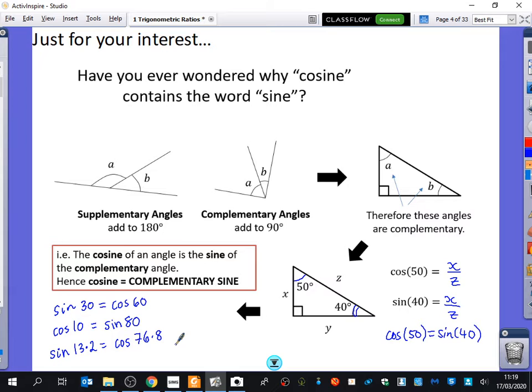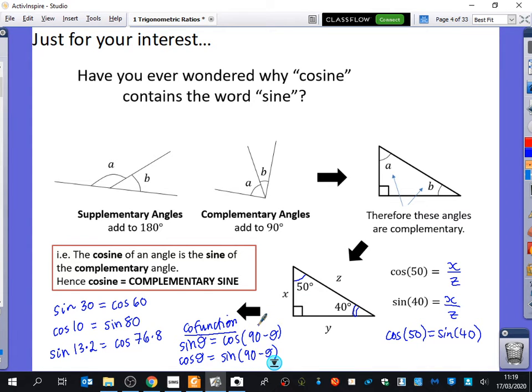And in general, you might like to think of it as the sine of theta is equal to the cosine of 90 minus theta, and also the cos of theta is equal to the sine of 90 minus theta. And we call this the co-function rule, okay?